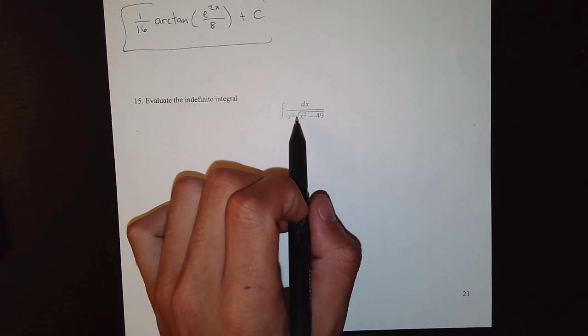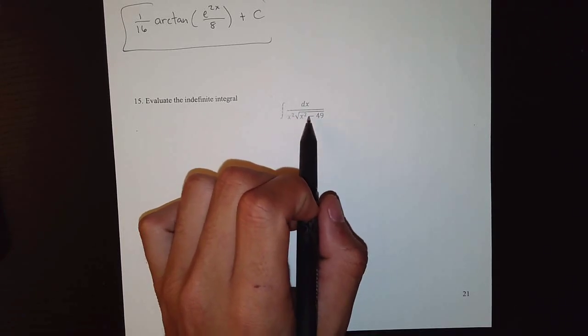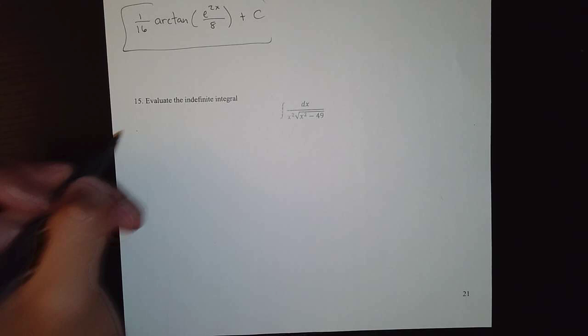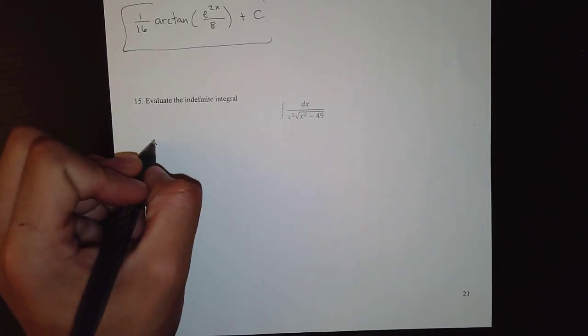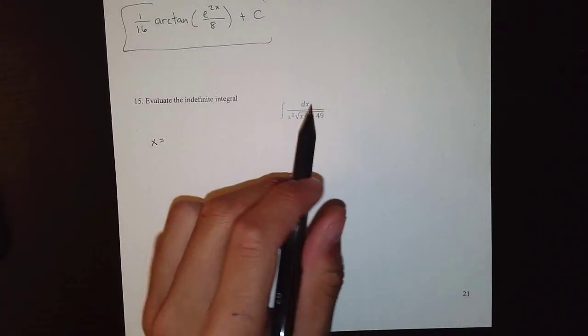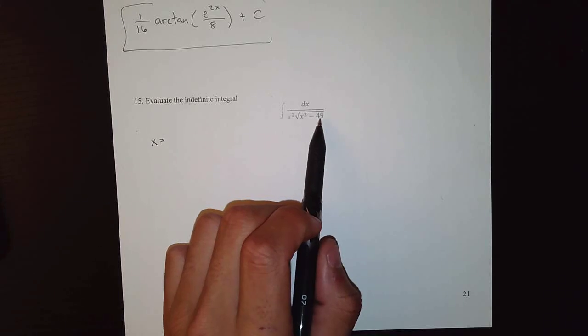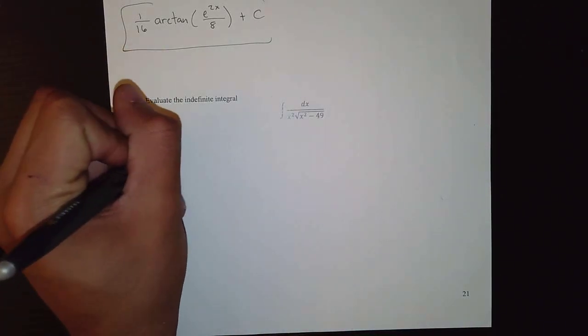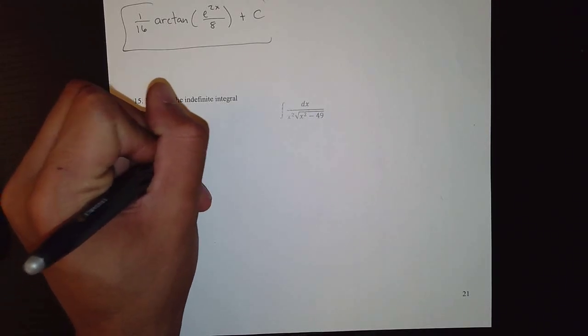Well, I have the square root of x squared minus 49. And so we can say that this is a secant form. So let's use trigonometric substitution. So what if we let x equal, it has to equal a secant theta. Well, our a is 7. So x is equal to 7 secant theta.